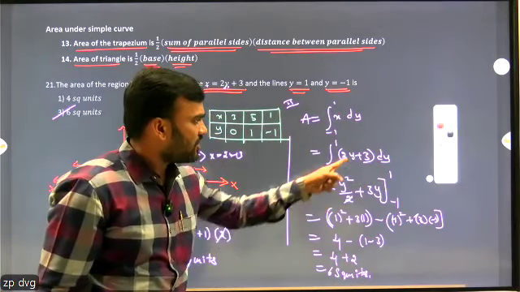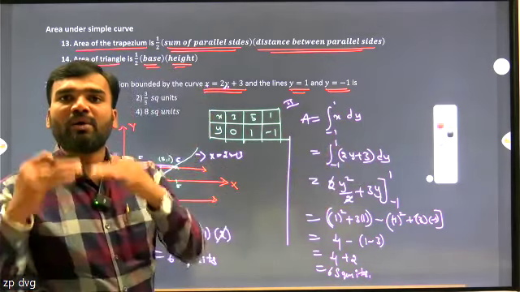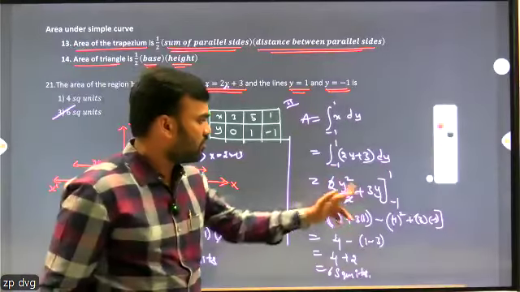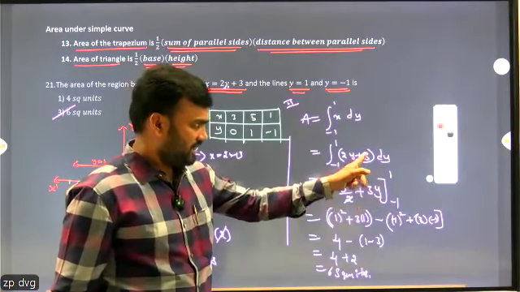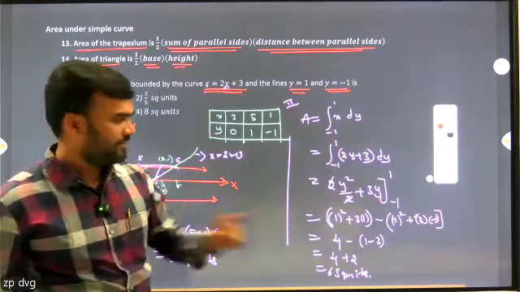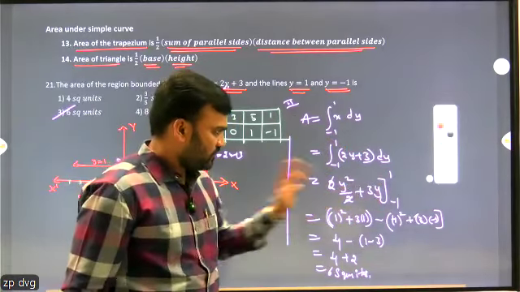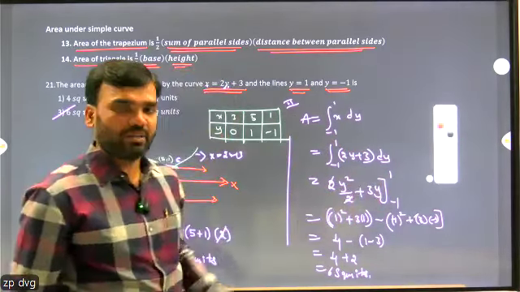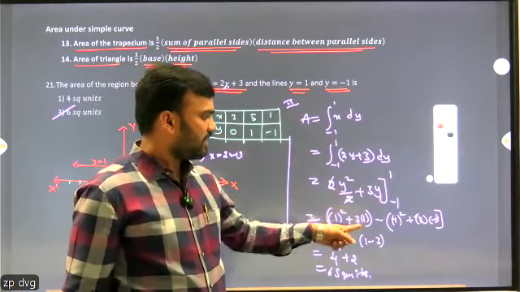Integration of a constant with respect to y gives y power 1 plus 1 over 2, that is y square by 2, plus the integral of 3 into 1 dy, which is 3y. Now the 2 gets cancelled, upper limit minus lower limit. 1 square by 2 plus 3 into 1 gives 4.